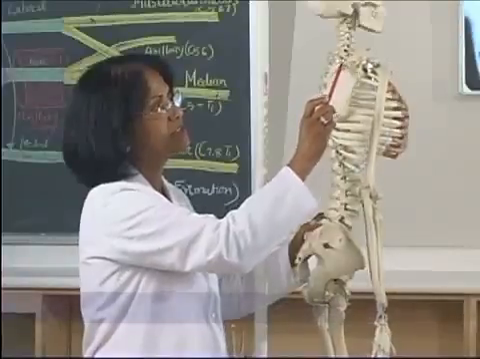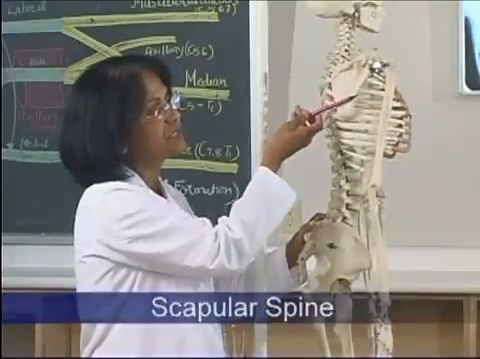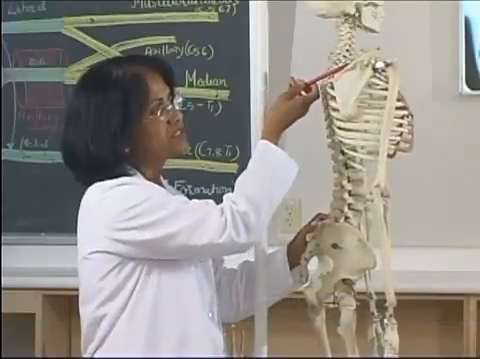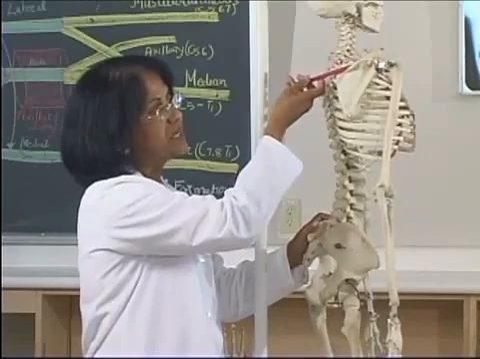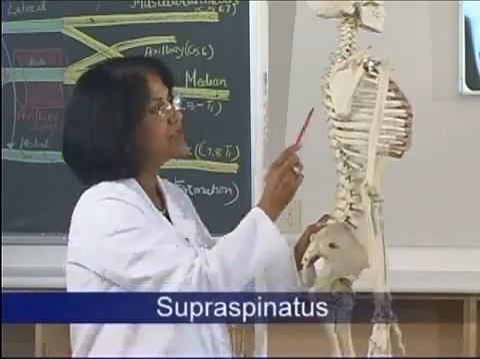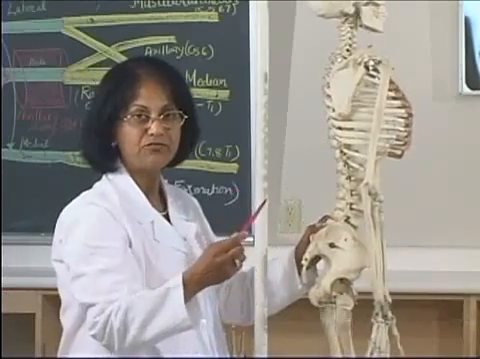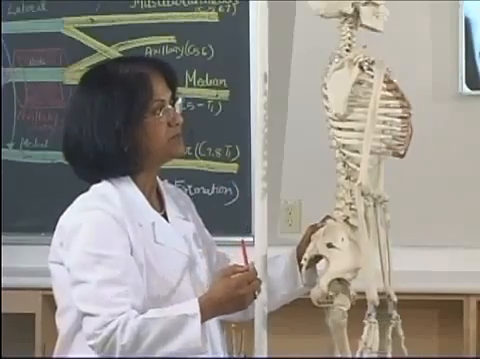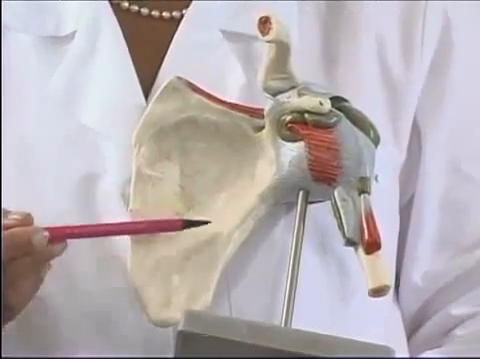This area here is called the spine of the scapula, which divides this posterior surface into 2 halves. The superior part of this area gives attachment to the supraspinatus muscle, while the lower part gives attachment to the infraspinatus muscle. On this model, we are looking at the internal surface of the scapula.